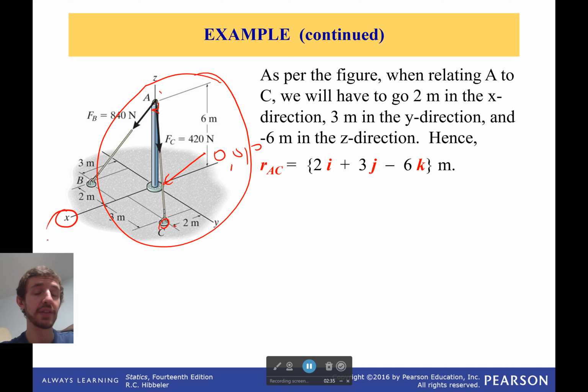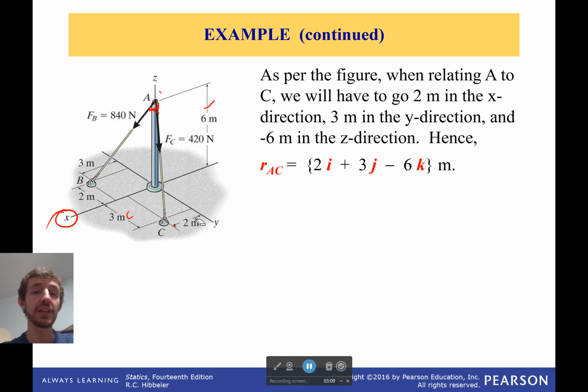So in the X direction, how far have I gone from here to here? Well, as you can see, I've only gone 2 meters in the X direction. That's where this 2 comes from. In the Y direction, how far have I gone from here to here? Now on this plane, that's just that point right here. So I've gone 3 meters. That's where that number comes from. And then from here to here, how far have I gone in the Z direction? You can see that's right there, but it's 6 meters down. It's -6, not +6. So that's where that comes from.